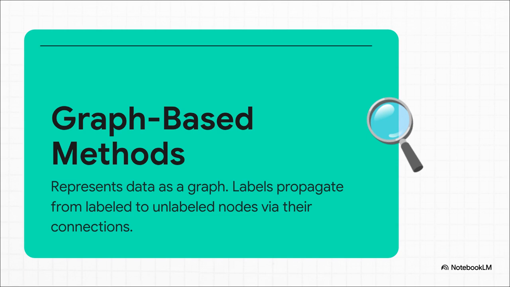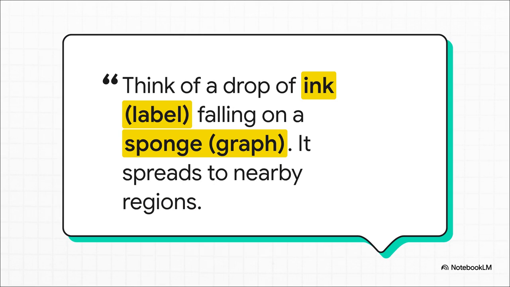With this approach, our student creates a giant mind map, connecting every single data point, both the labeled notes and the unlabeled homework. And the core idea is really intuitive. Things that are similar should be closely linked together in the map. This whole process is called label propagation, and here is the absolute best way to picture it.